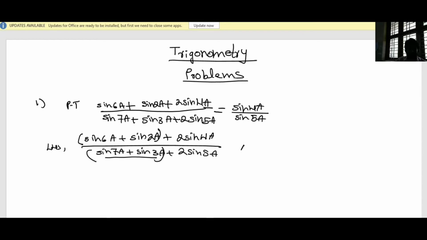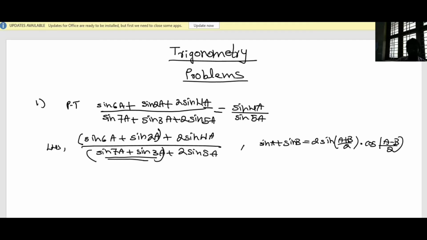Now see, the first group in the numerator is of the form sin A plus sin B, right? What's the formula? It's equal to 2 sin of (A plus B) divided by 2 into cos of (A minus B) divided by 2. Observe this sum, sin A plus sin B form, right?